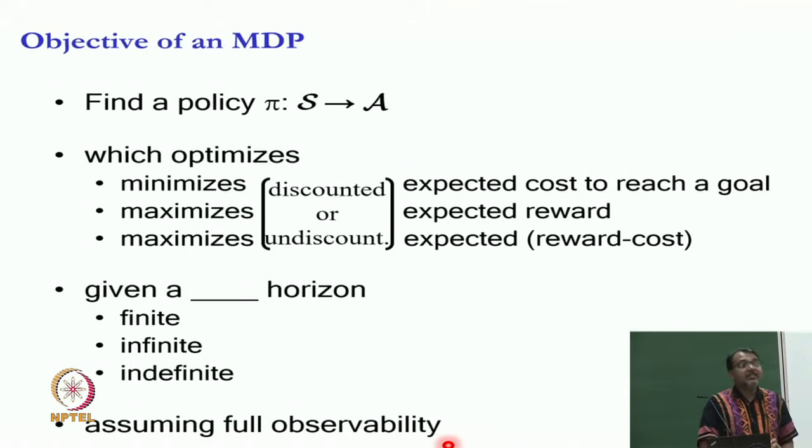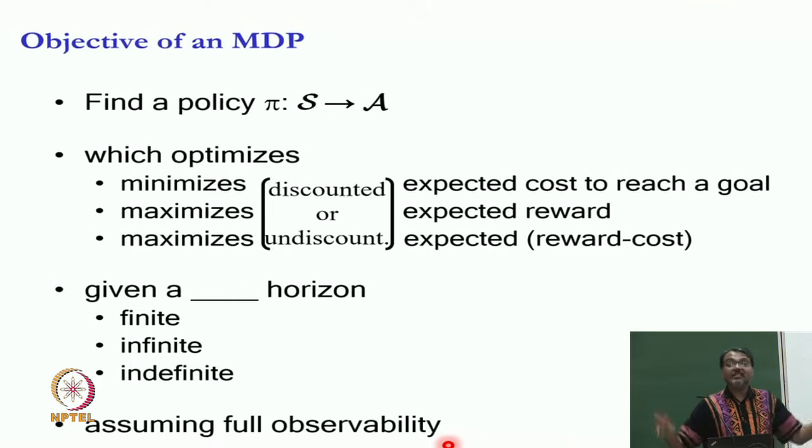Last but not the least, how long do I want the agent to move? Is it only allowed 20 steps, 50 steps, a fixed number of steps? That is called a finite horizon. Horizon is the number of steps. If I say you are allowed to go for infinite time, you just keep moving in the world forever and ever and ever, that is called infinite horizon.